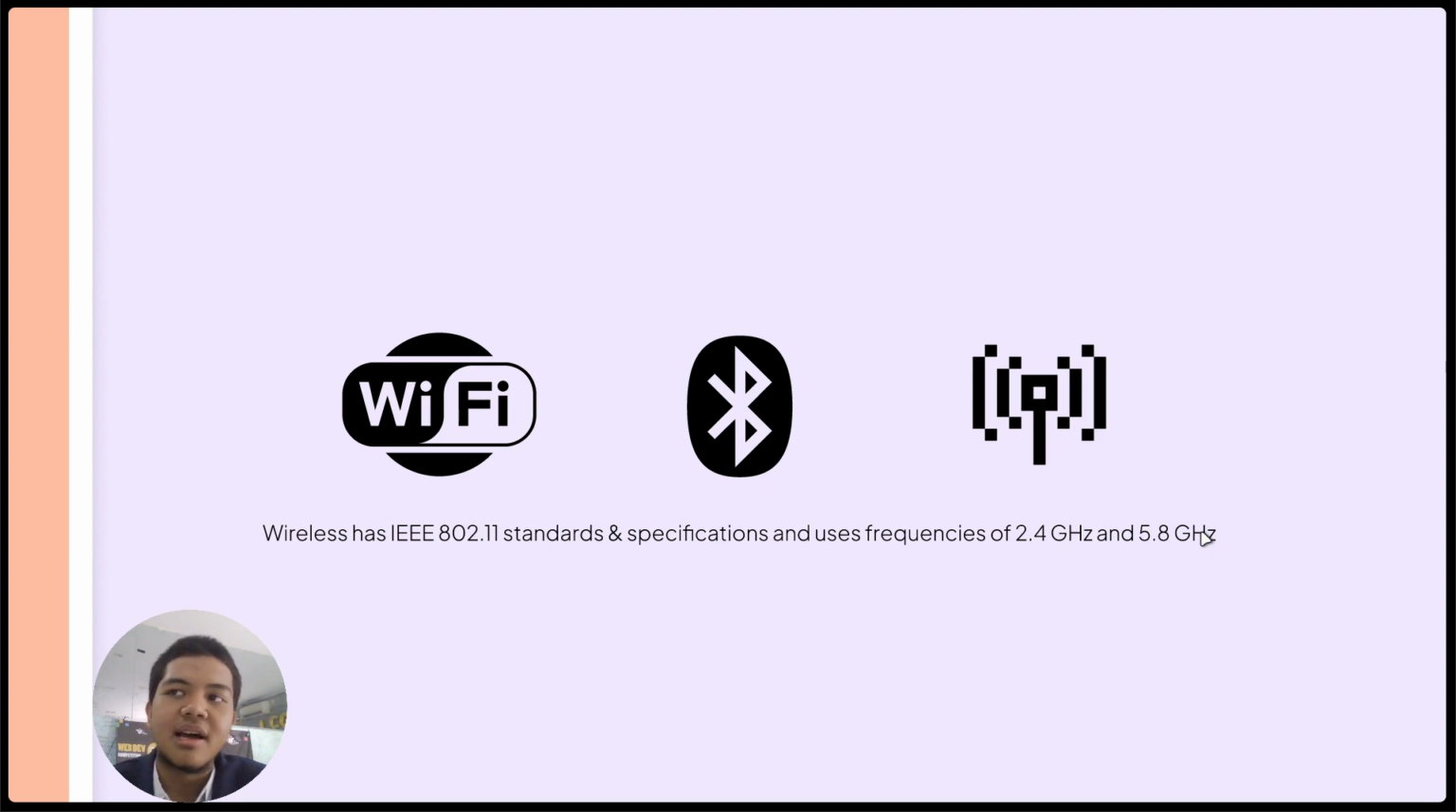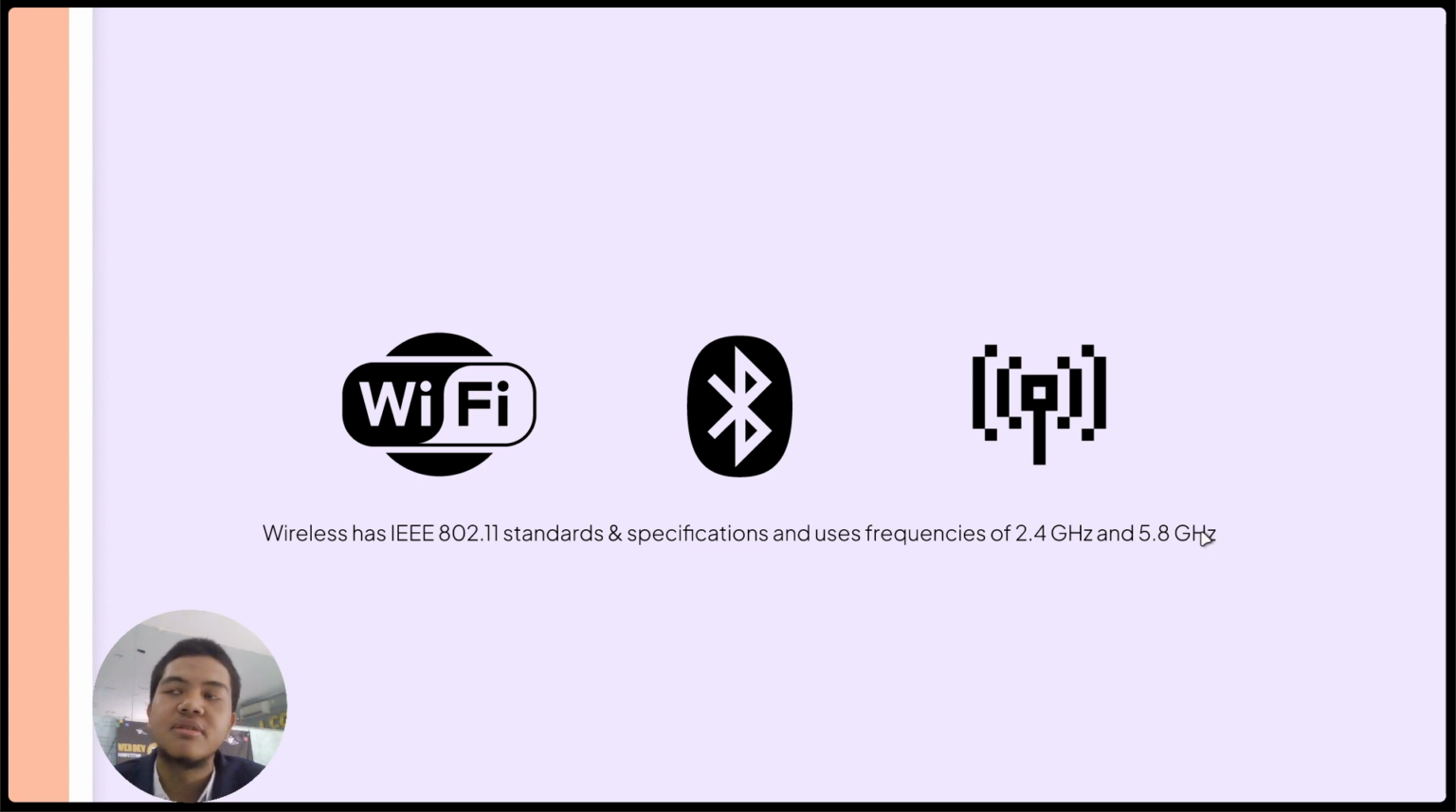There's Wi-Fi, the wireless that we mostly use. Wi-Fi has a standard, IEEE 802.11, with specifications and uses two frequencies. Maybe not just two, right now maybe three or four frequencies. They have 2.4 gigahertz, also known as Wi-Fi 4, and 5 gigahertz in Wi-Fi 5. So that's Wi-Fi.